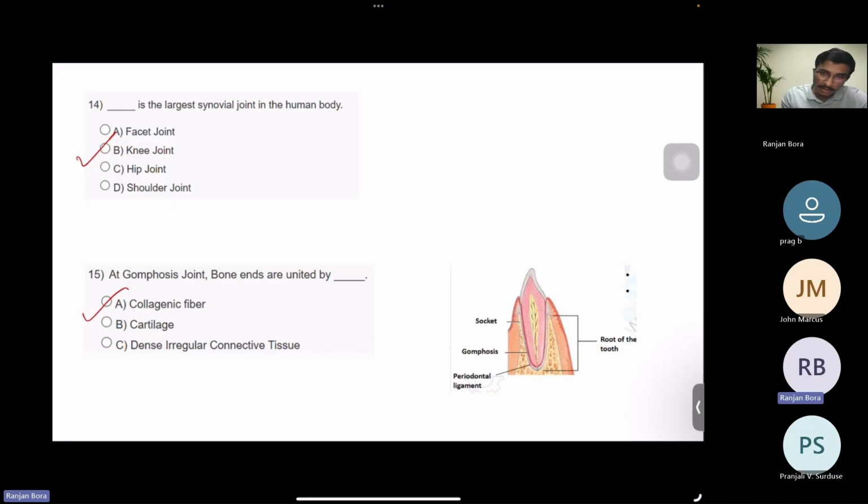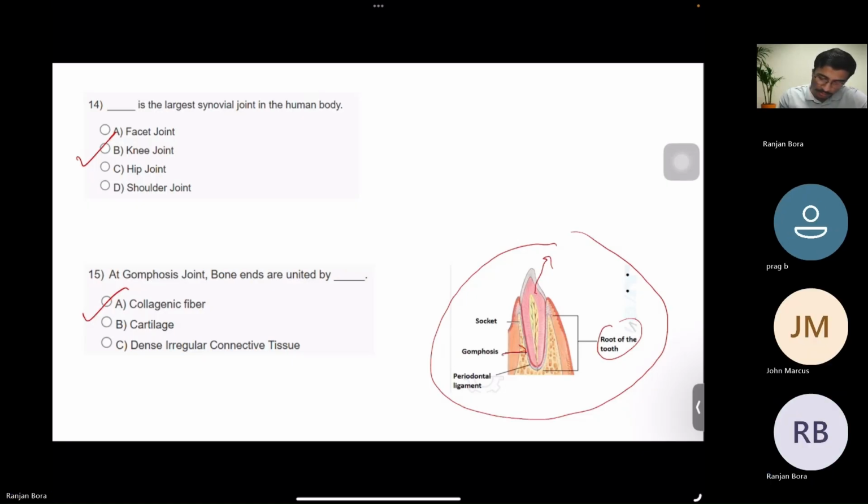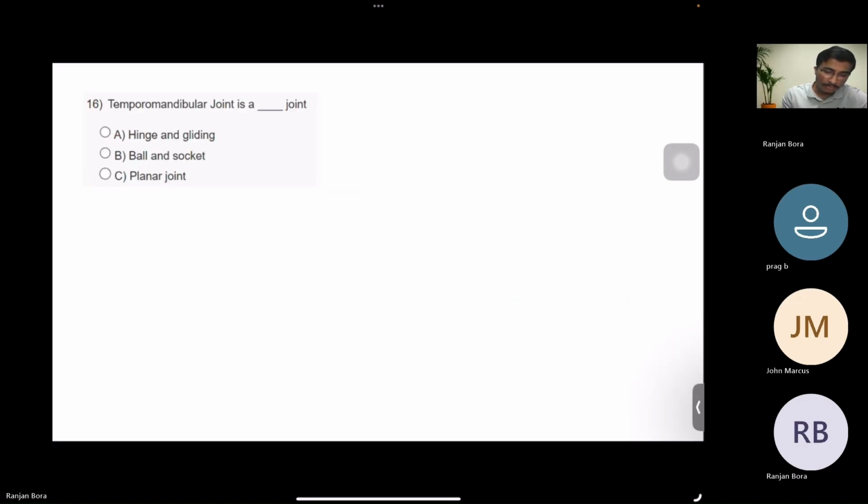You can see the gomphosis joint is present in our teeth. This is the root of the teeth, and the inner part is the gum. From here, the gum starts. So you can see here the gomphosis, and there are some ligaments also. And the next question is, the temporomandibular joint is a type of what joint? Yes, hinge and gliding.